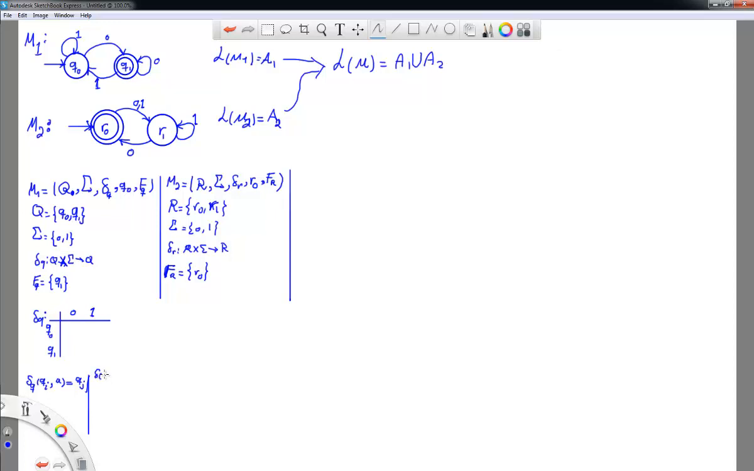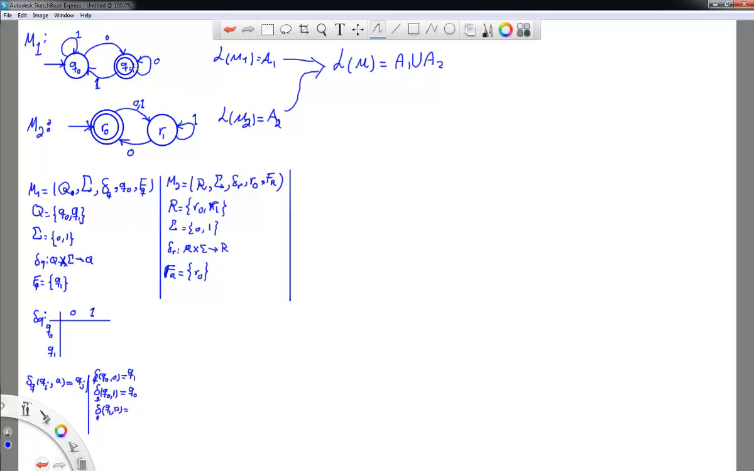So delta of Q sub 0 and 0. Let's see, what is it? You're in Q sub 0 and you see a 0. So you go to Q sub 1. So this is going to be Q sub 1. Then delta of Q sub 0 and 1. What is that? So Q sub 0 and you see a 1. It stays in Q sub 0, so that's going to be Q sub 0. Delta of, and all these things are delta sub Q's, by the way. So delta sub Q of Q sub 1 comma 0.